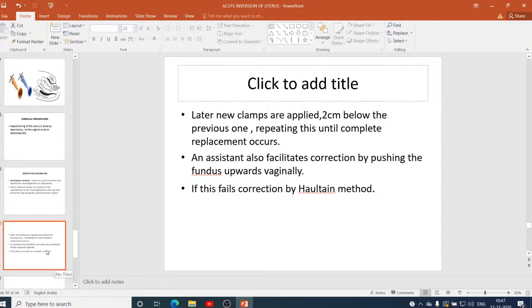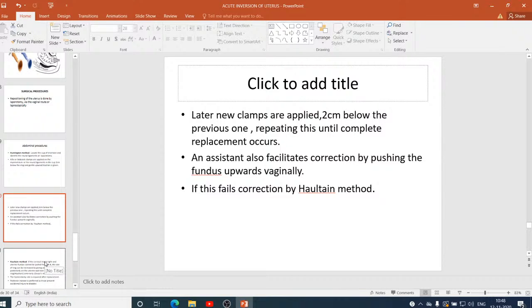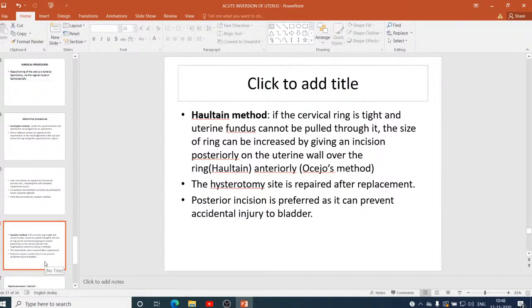Later, new clamps are applied 2 centimeters below the previous clamp, and we repeat this procedure until complete replacement of the uterus occurs. An assistant also facilitates by simultaneously pushing the fundus upwards from the vagina. If this fails, next is the Haultain's method.